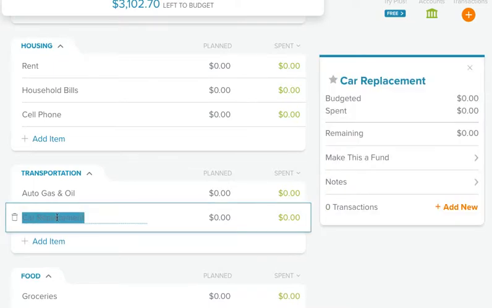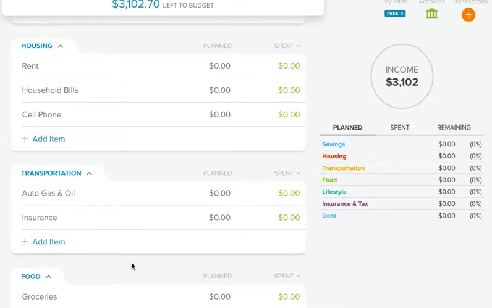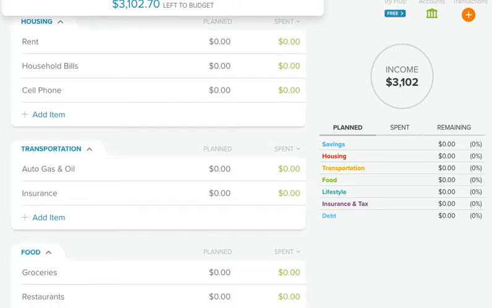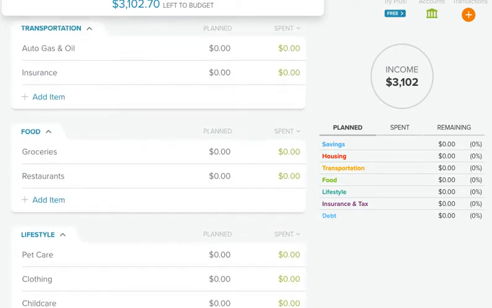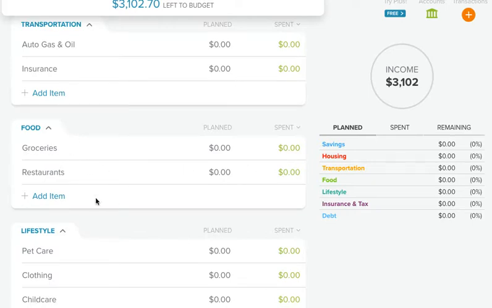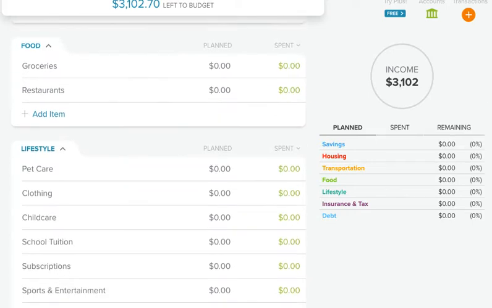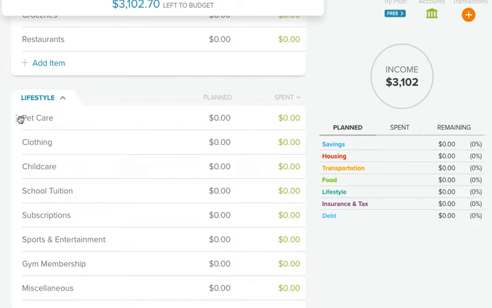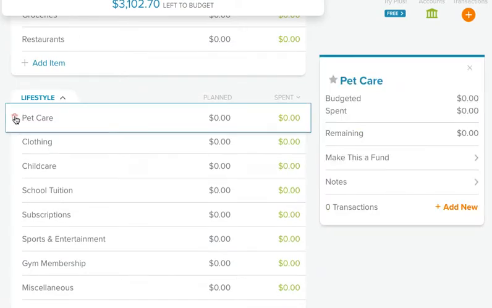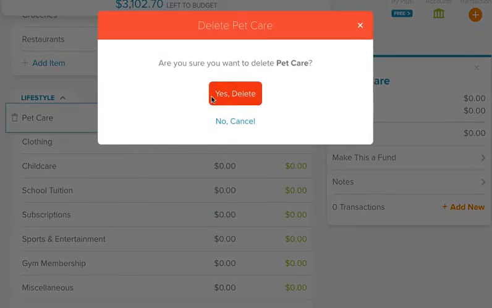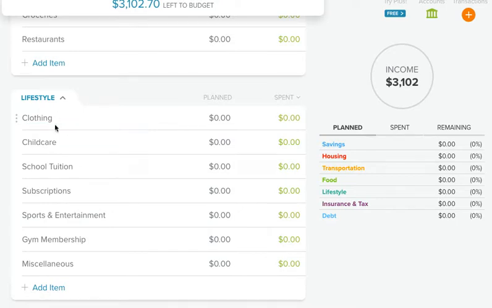So here I would actually put insurance. My car is paid off. I paid it off about 2 to 3 years ago, so I don't have to worry about a monthly payment. So that kind of helps right now. For food, we have groceries, restaurants. I'm going to leave those two there. I don't have a pet, so I will not be having that category. Clothing, I'll go ahead and leave it there.